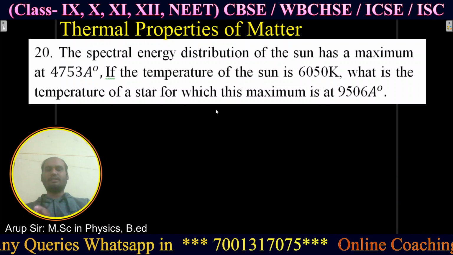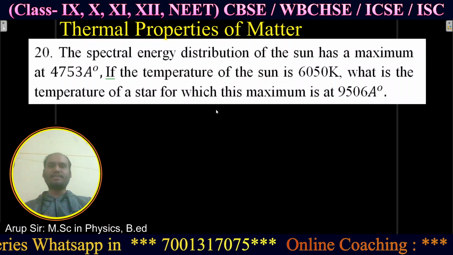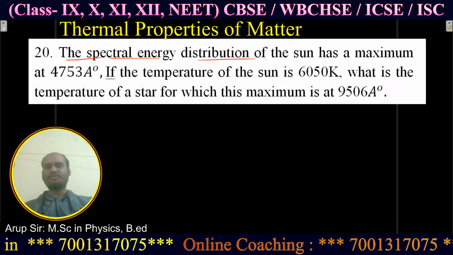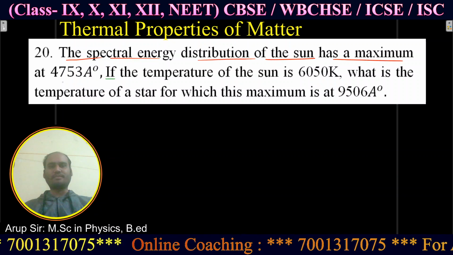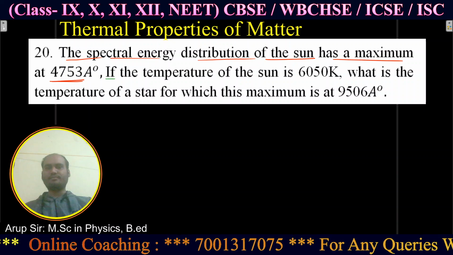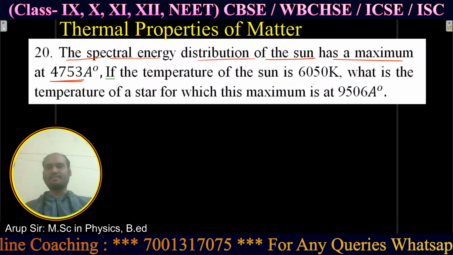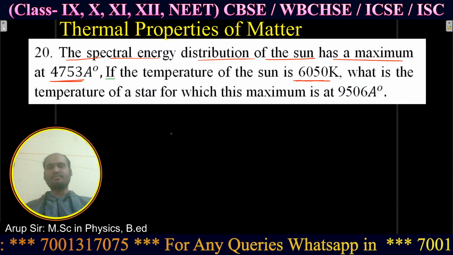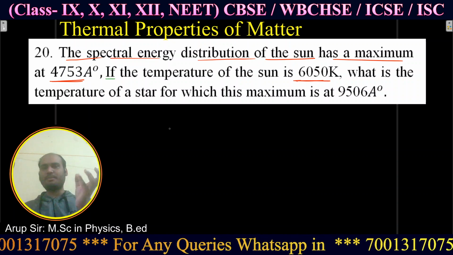Okay, so a question from thermal properties of matter. It is saying that the spectral energy distribution of the sun has a maximum of this much at a wavelength of this much, and the temperature of the sun at that time is this. So basically the question is about wavelength and temperature.